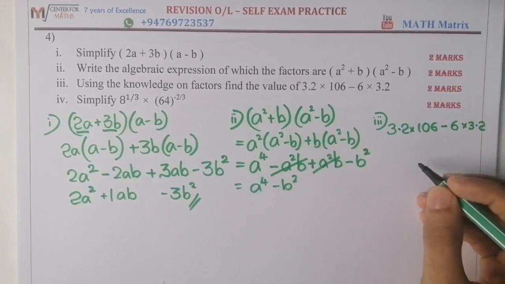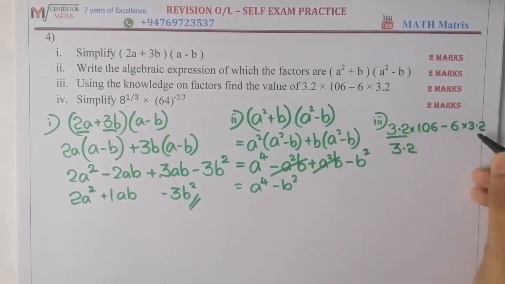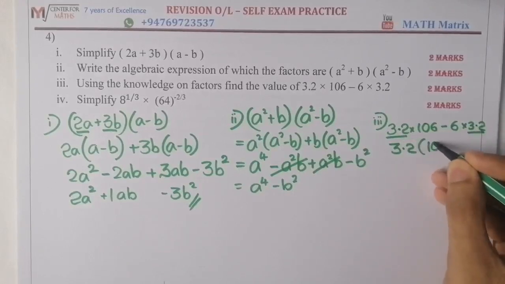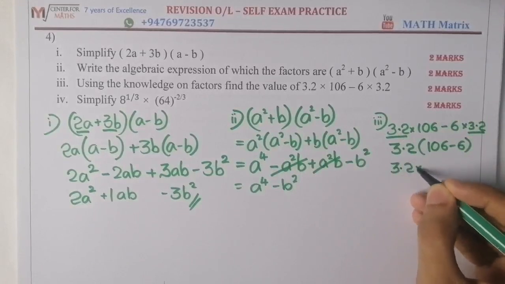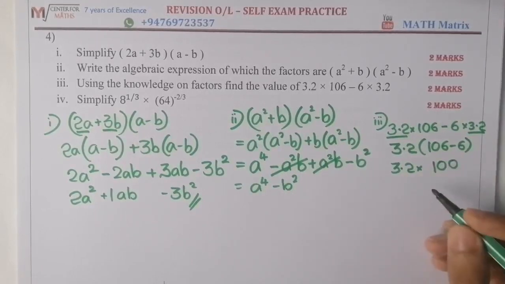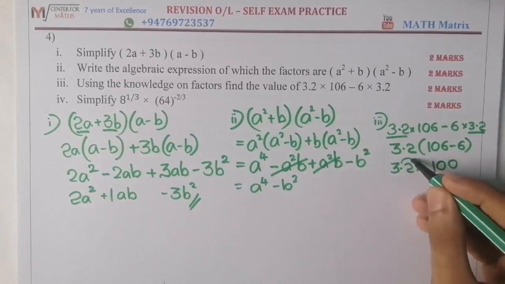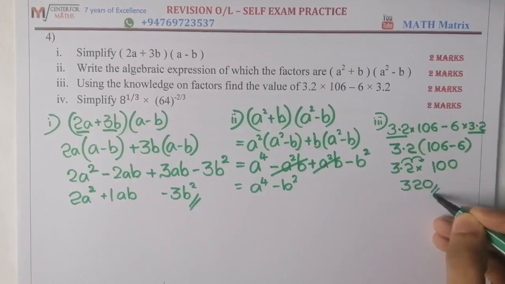So now how to solve this? Is there any common factor? Yes, there is a common factor. You all can see that 3.2 is common, so we'll take that out. 3.2, and what's remaining now? 106 minus 6. So 3.2 into (106 minus 6). So the answer is 100. Now we can multiply them. If you multiply, what happens for the decimal? Yes, we can move that 2 decimal places to the right side: 320.